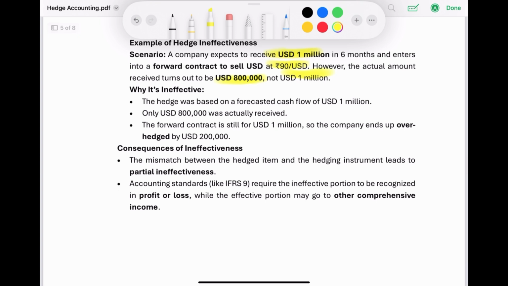If the hedge is ineffective, then any fair value gain or loss needs to be posted to the P&L account and not to OCI.